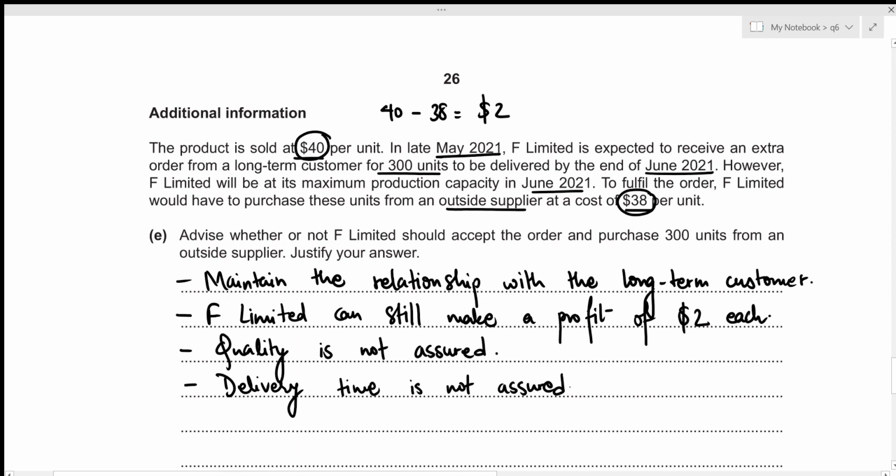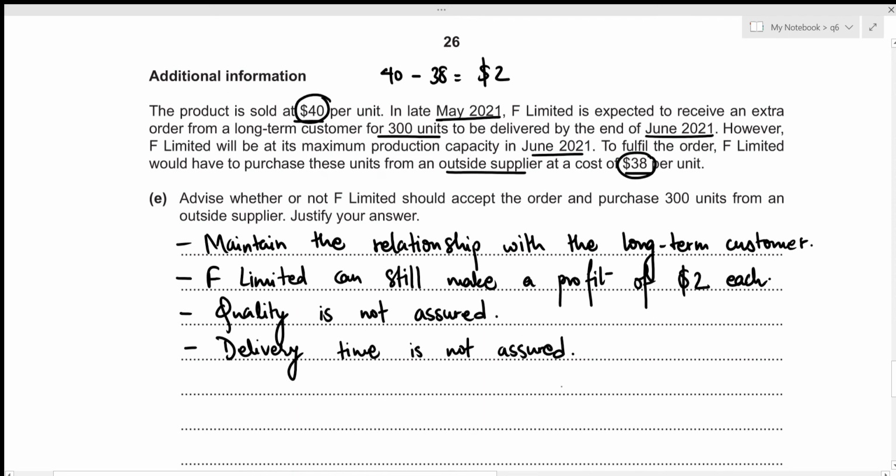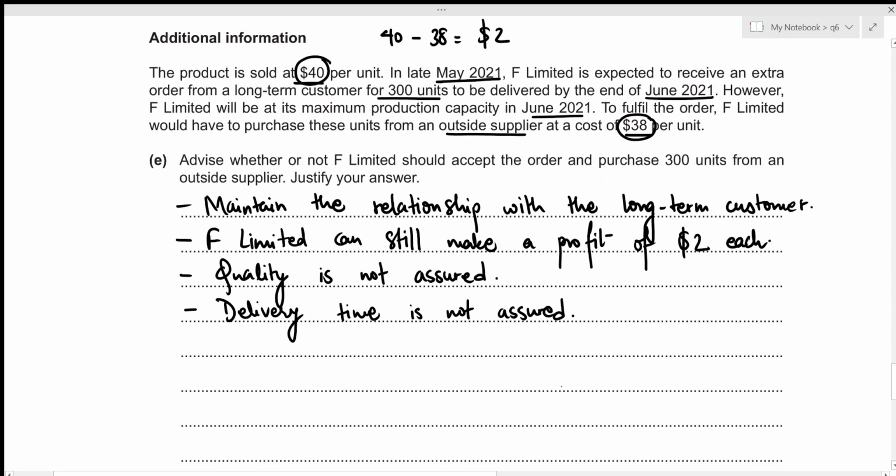Now, based on these factors, we need to advise whether or not F Limited should accept the order and purchase 300 units from an outside supplier. So in this case, if we do not accept their order, we could lose our long-term client, right? And we do not want to lose any customer. That would be a huge loss to any business. So I would suggest that maybe F Limited should trust the outside supplier to maintain the quality as well as the delivery time and accept the order.